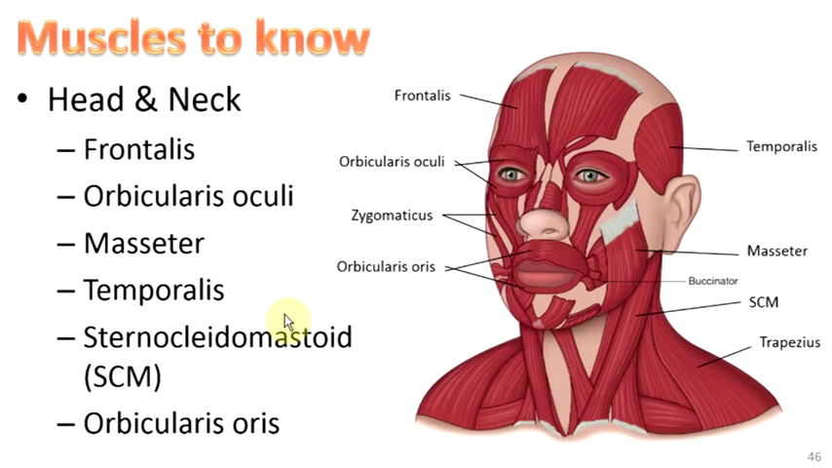Orbicularis oris. This muscle goes around your mouth, and this muscle, as you can see, is a circular muscle. Orbit means it orbits, just like we said right here. Oris means mouth, oral cavity is your mouth, right? When it contracts, this is how you pucker your lips. This is your kissing muscle.